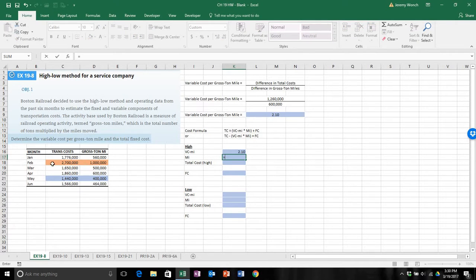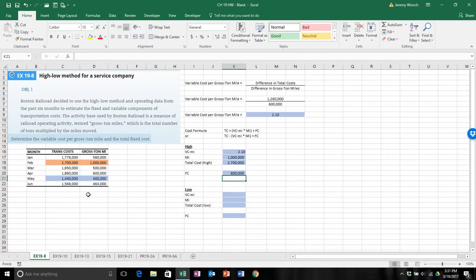So we go over here and say, okay, February was high. They went 1 million miles. And then we want to plug in the total cost. Now if we use our formula here, which is the total cost minus the variable cost, which is going to be our 210 multiplied times the number of miles, we get fixed cost of $600,000.